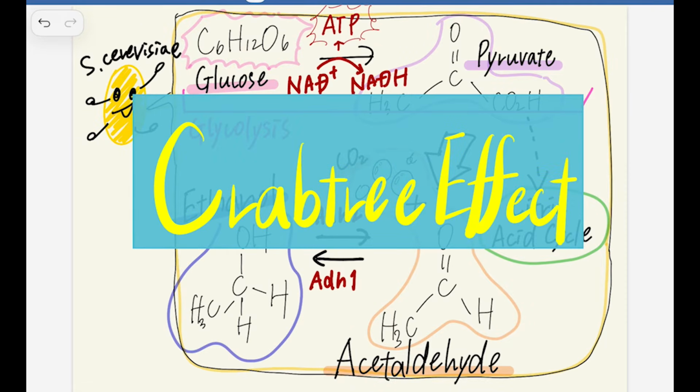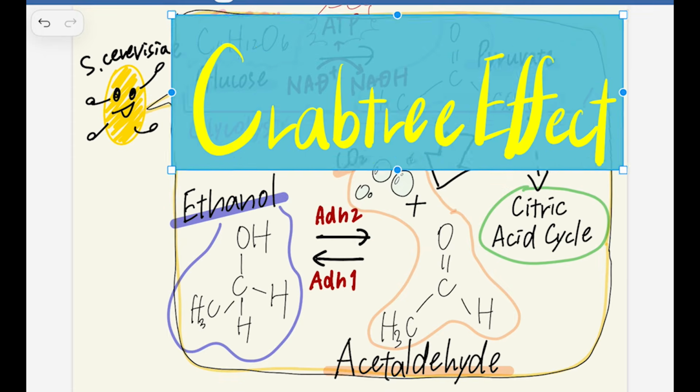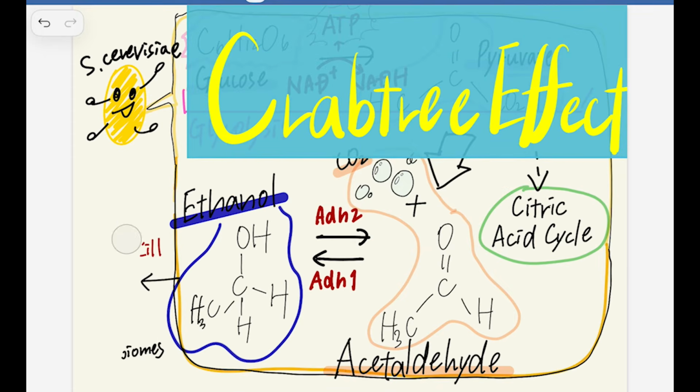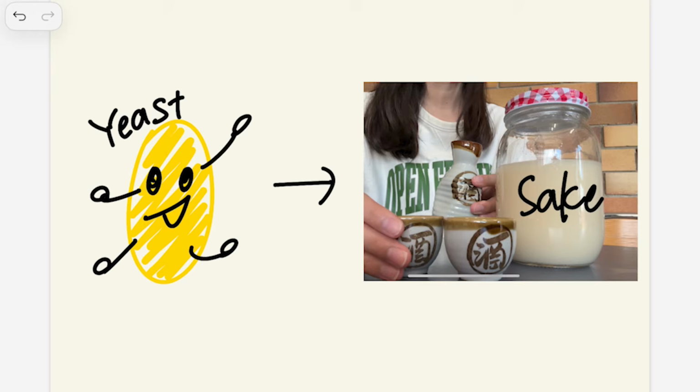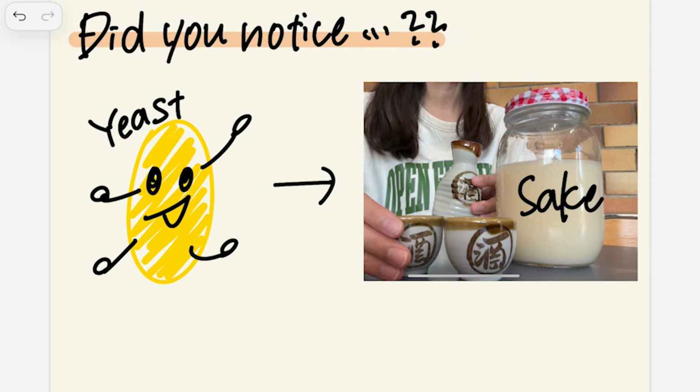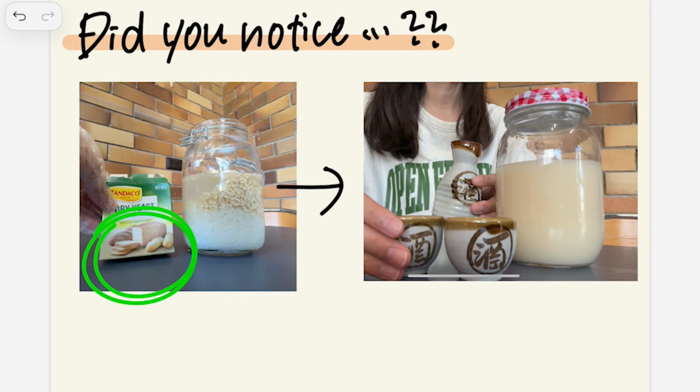Yeast produce ethanol even in the presence of oxygen when sugar is abundant, inhibiting competitors and giving ethanol-tolerant strains an advantage. By the way, you might notice something unusual in the recipe. We are using baker's yeast. Why could it make sake?